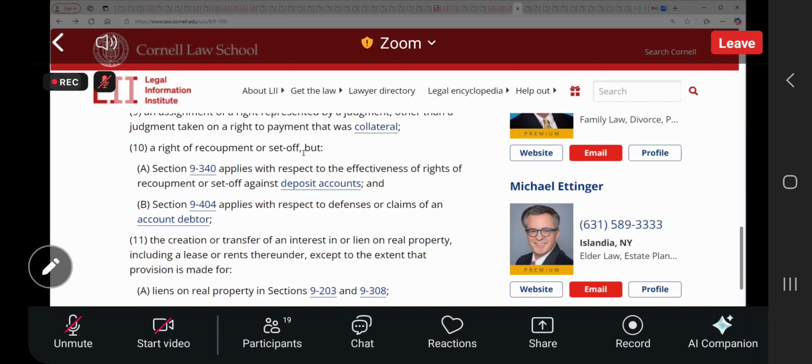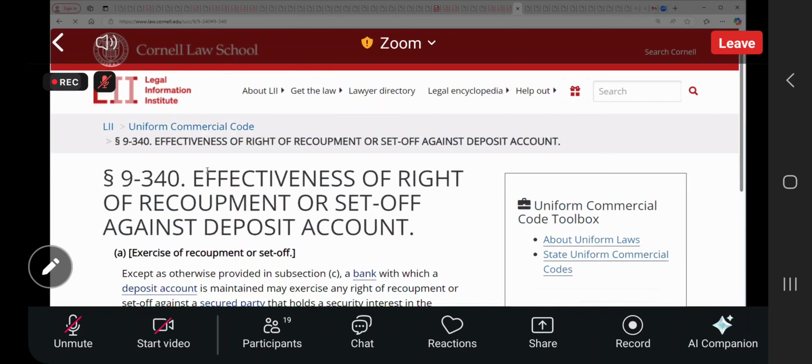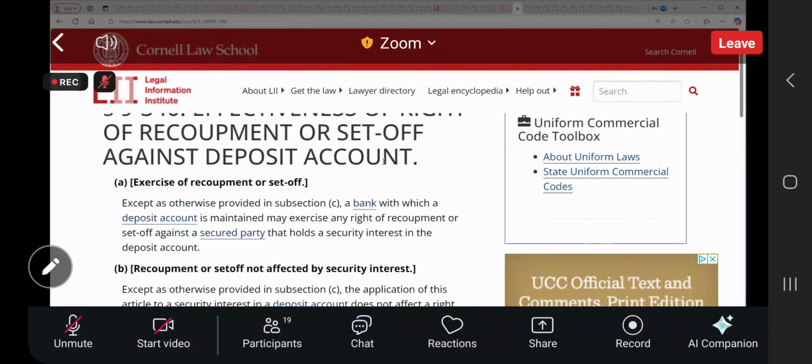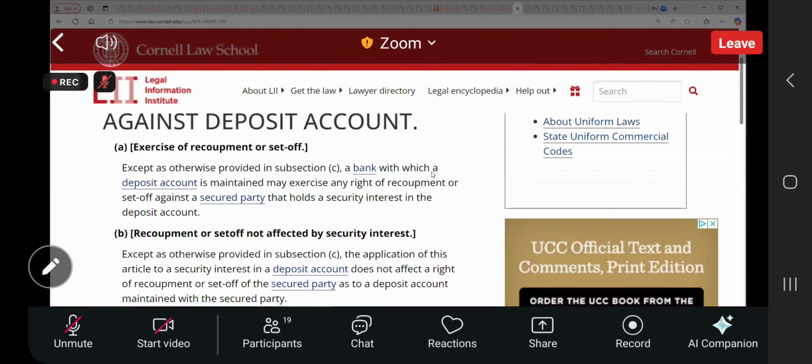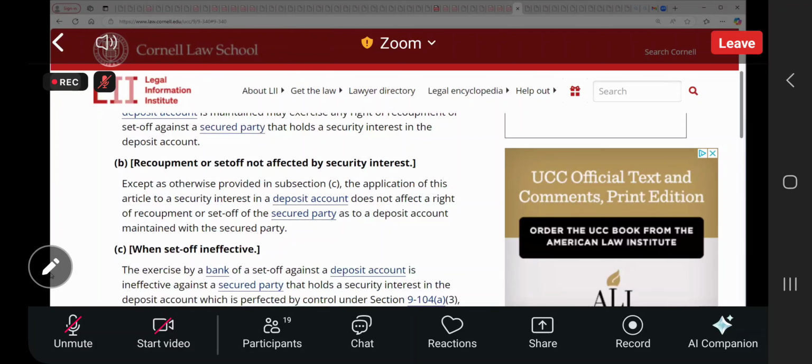10A, Section 340 applies with respect to the effectiveness of rights of recoupment or set-off against a deposit account. Look at 340. I showed you what 9-333 is, but now let's look at 340. These are the hidden codes that should go on your coupons, that should go on your UCCs. Effectiveness of the right of recoupment or set-off against a deposit account. Except as otherwise provided in subsection C, a bank with which a deposit account is maintained may exercise any right of recoupment or set-off against a secured party that holds a security interest in the deposit account. So banks can go at secured parties.